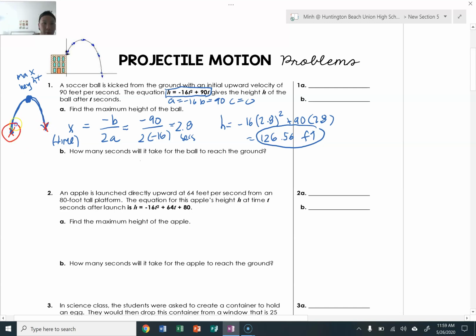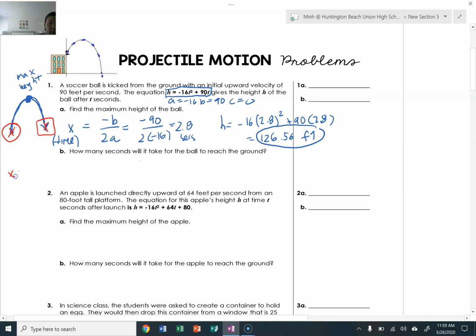This very first one doesn't count because it's already stationary on the ground, waiting for it to be kicked up into the air. The one that we're looking for is this one. We need to figure out when it's going to hit the ground after being kicked. So how do we do that? Well, the quickest way is using the quadratic formula.